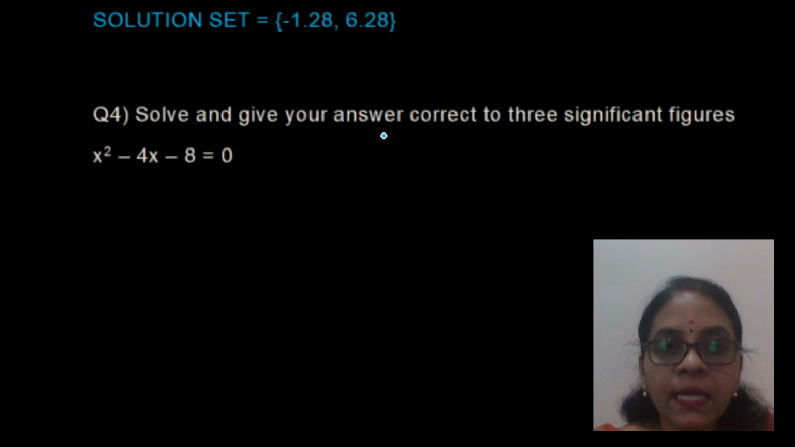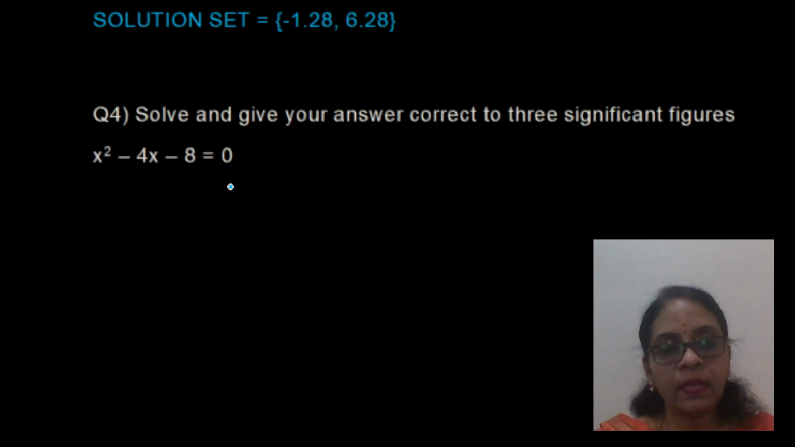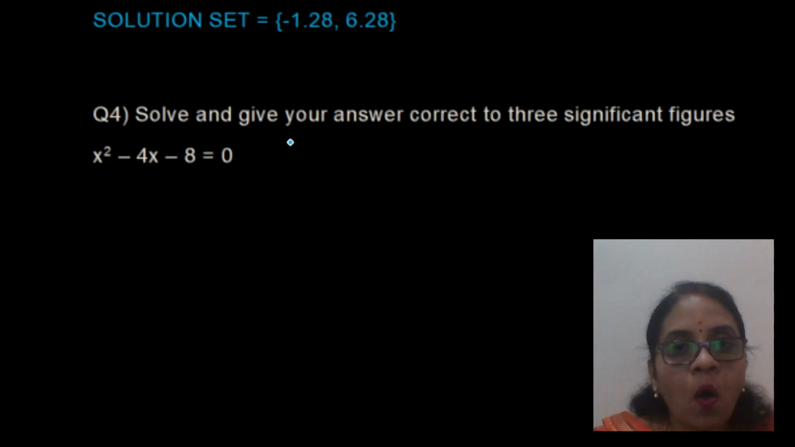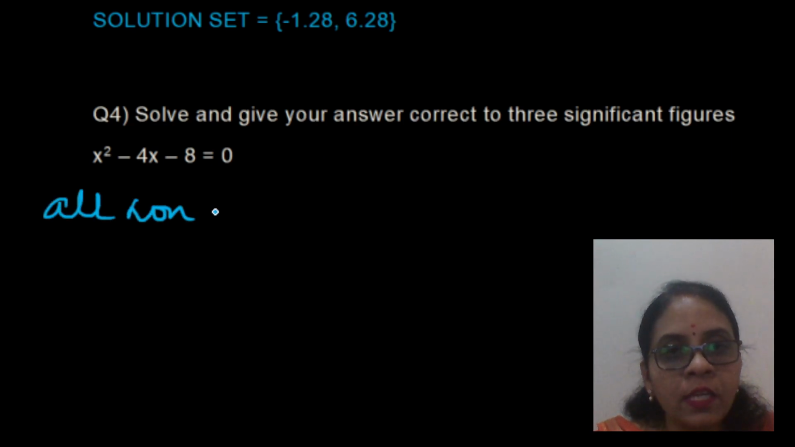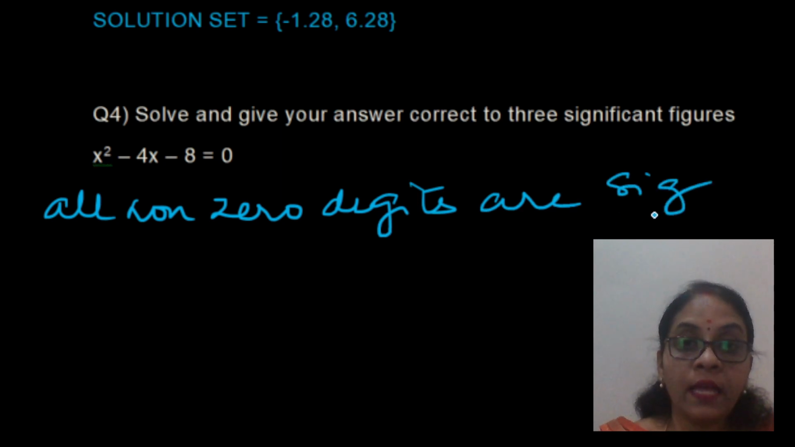Okay, it's basically from physics, children. Remember, I will tell the rules of the significant digits before we solve the sum. All non-zero digits are significant. The problem comes with 0, so let's learn the rule.